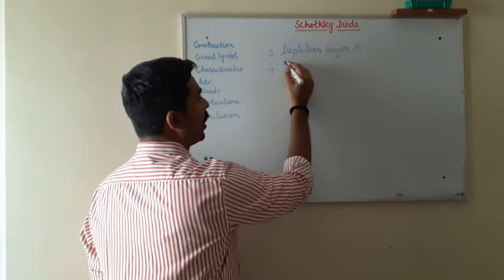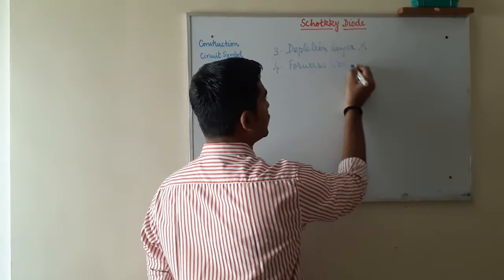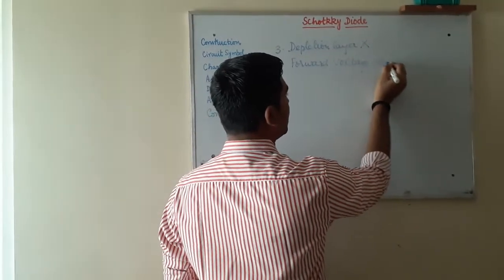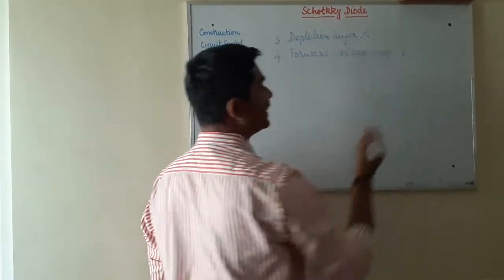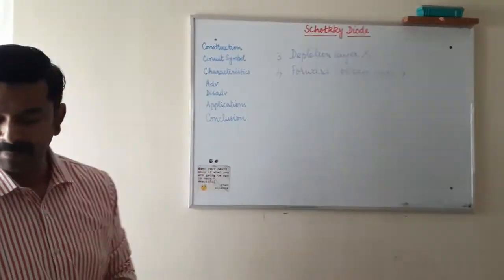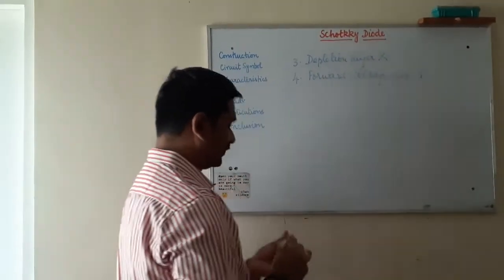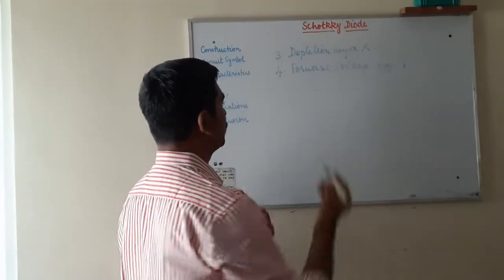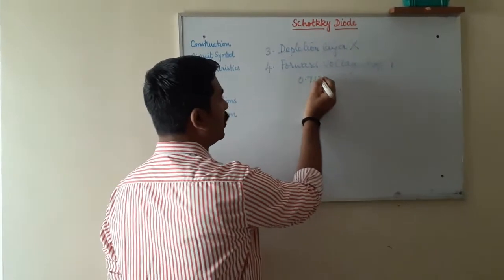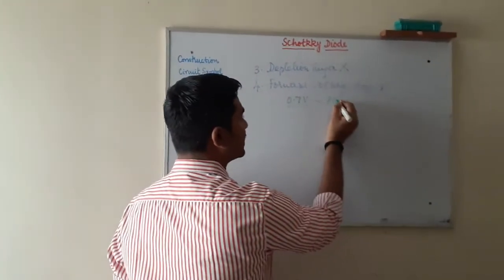And the fourth feature that you're going to have is that the forward voltage drop is going to be very less in a Schottky barrier diode when you compare it with the normal PN junction diode. Normal PN junction diode ல பாத்தீங்க அப்படினா 0.7 volts அப்படின்றது forward voltage drop, எதுல, normal PN junction diode ல.